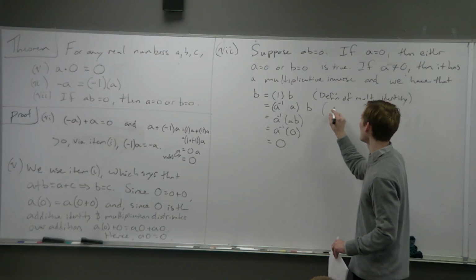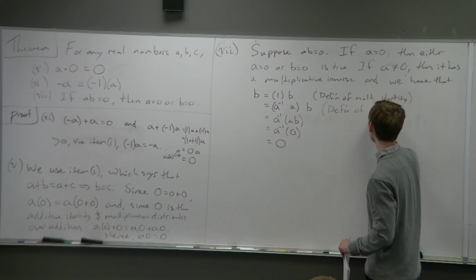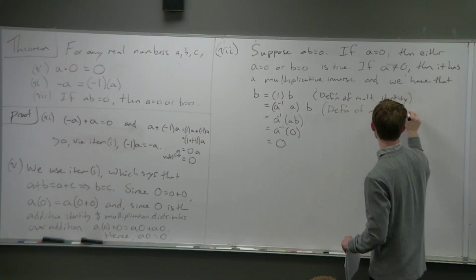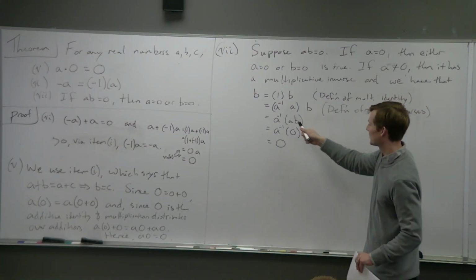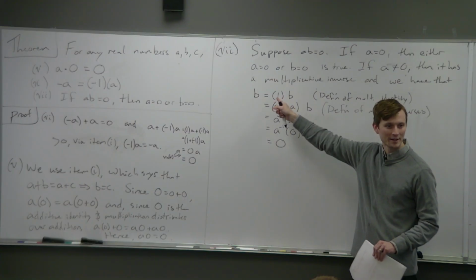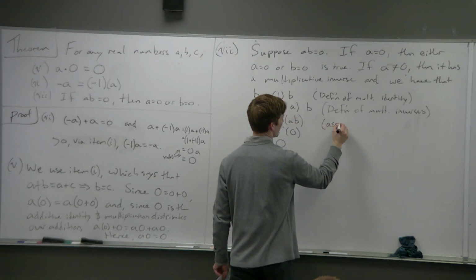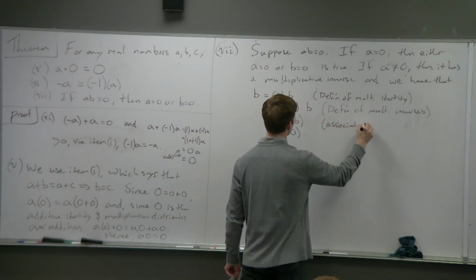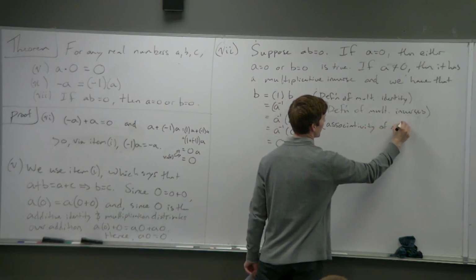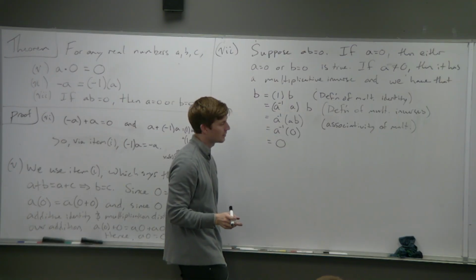Now, this part here is from the definition of multiplicative inverses. That is, the multiplicative inverse of a is the thing you multiply a by to get to the multiplicative identity. Yeah? Okay. This is from associativity of multiplication. That is, you could regroup your parentheses. Okay.